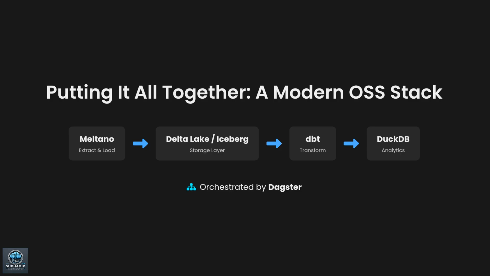So, how do these tools fit together? You can use Meltano to extract data from sources and load it into a data lake formatted with Delta Lake or Iceberg. Then, dbt transforms this raw data into clean, usable models. Finally, analysts can query this data with lightning speed using DuckDB. And the entire workflow is reliably scheduled and monitored by Dagster.